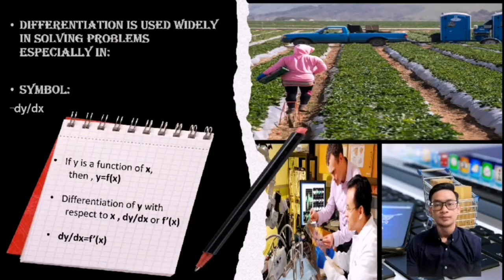For example, if y is a function of x, then y equals f of x. The differentiation of y with respect to x can be written as dy over dx or f prime of x. Actually, dy over dx is the same as f prime of x.